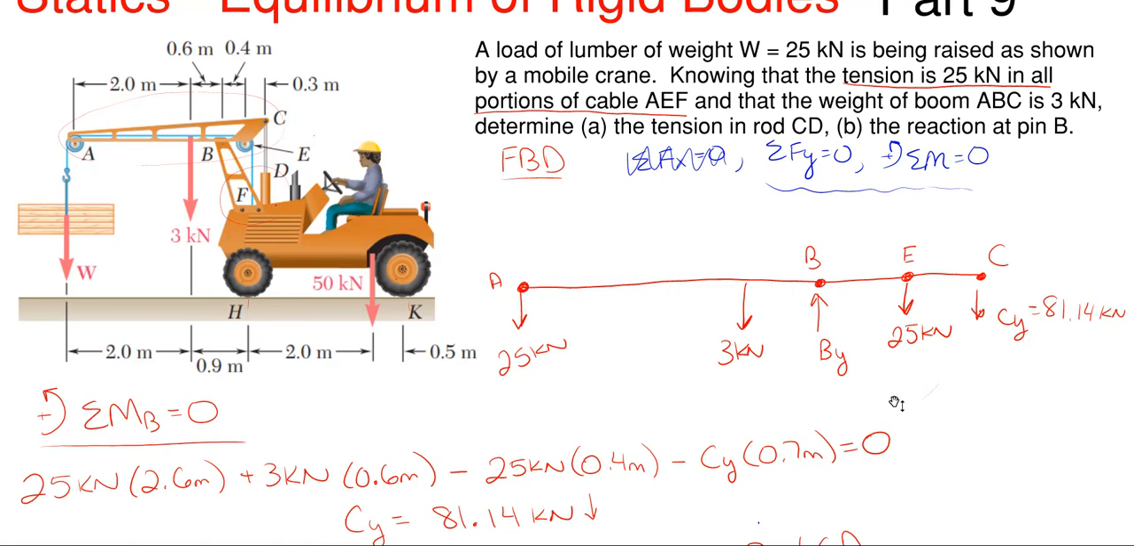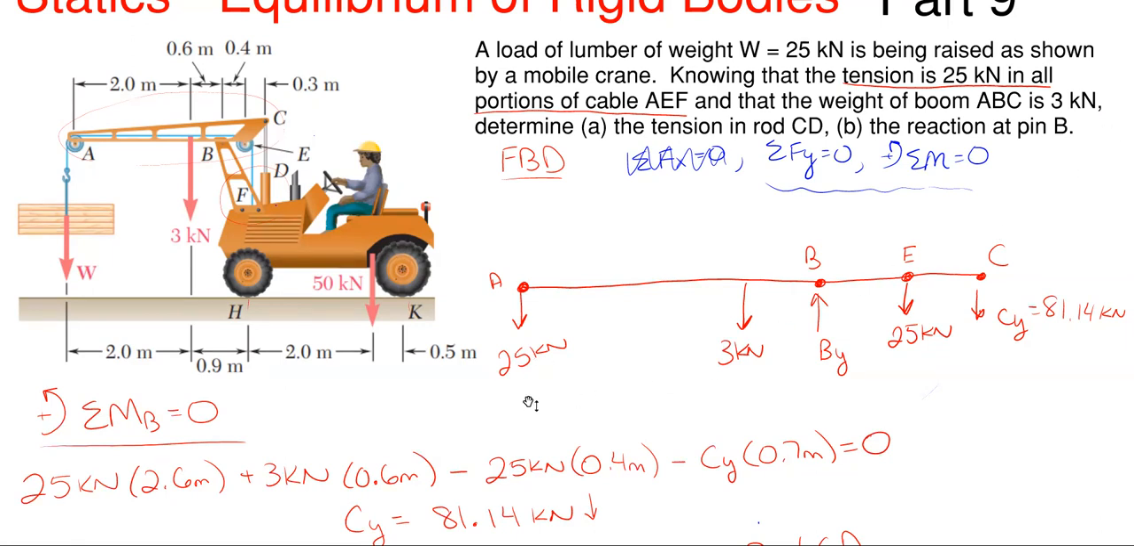Now, with all reaction questions, you can always do a final check to make sure that you have the correct answers. That would be summing moments at your other point that you didn't sum moments at in the beginning. Well, we summed moments about point B. So let's sum moments about point C and see if everything still cancels here.